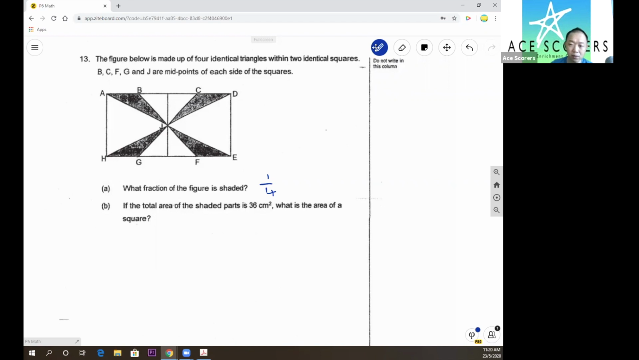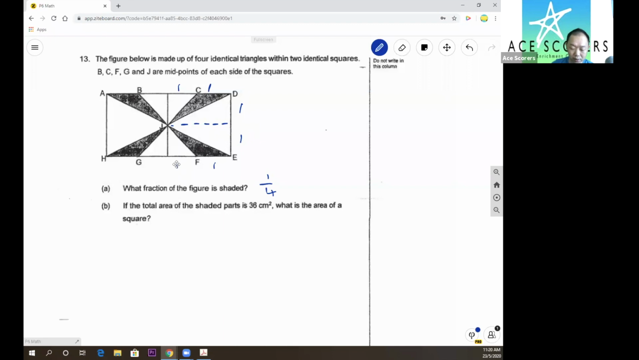One way is you can assign numbers. Because it's a square, you can call this 1 cm, 1 cm. So here is 2 cm. Like this. So here is 1 cm, 1 cm, here 1 cm, here also 1 cm. Can you see that? So you can assign numbers, and once you have assigned a number, you can try to find the area. Let's try to find the area of a shaded triangle.